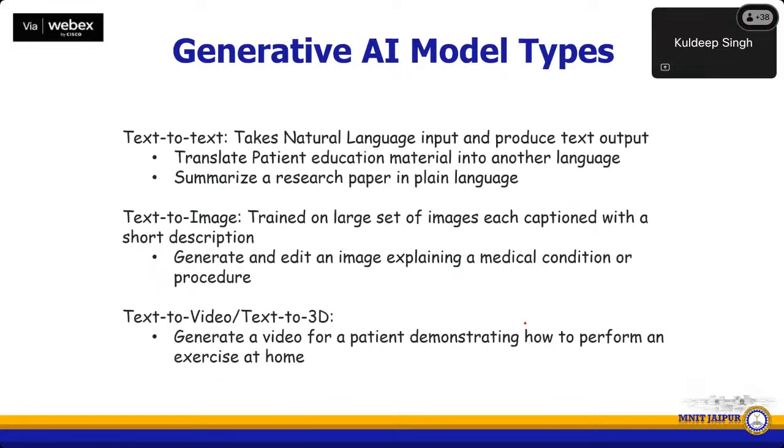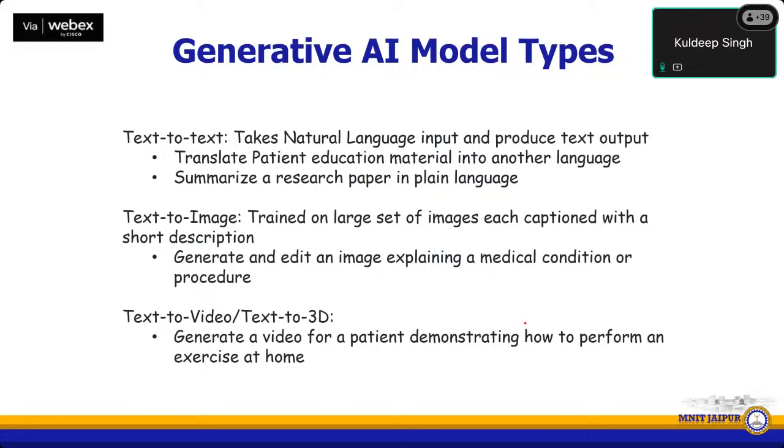Now, coming to the types of these generative AI models, the first one is text to text. You have already seen the example where I gave a text prompt and I got a result as a solution in text. So they basically take natural language input. We call the text inputs natural language inputs, and they produce the text output.